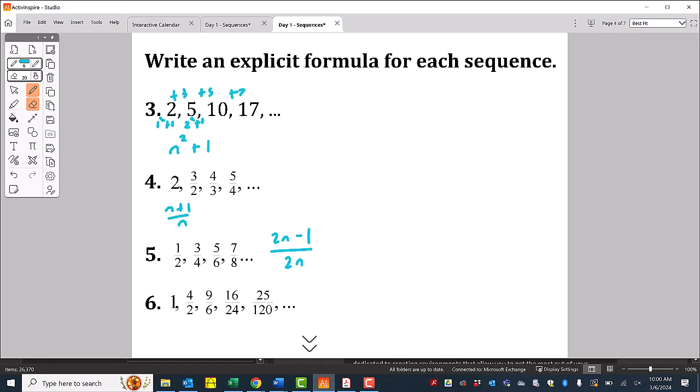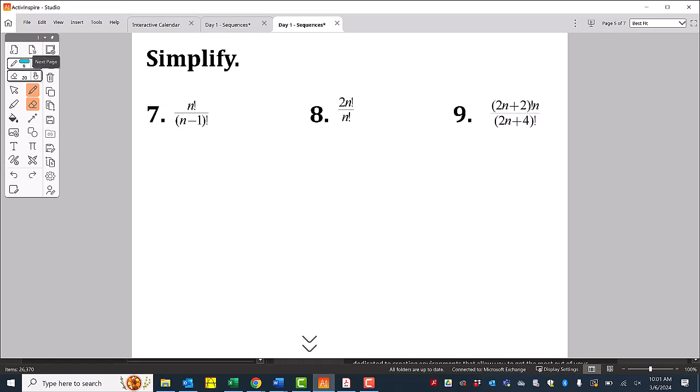And then lastly, for number 6, this is the toughest of them. The top is just the list of squares, so n squared. The bottom is an interesting sequence. We need to know this one because of this unit. It is n factorial. That's one that might show up pretty often, so you have to keep an eye out on it.